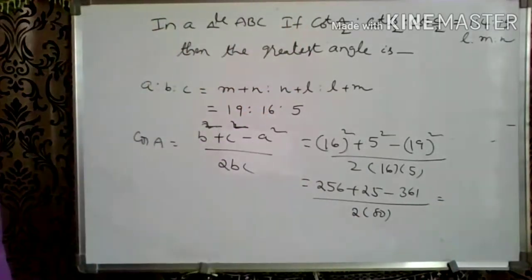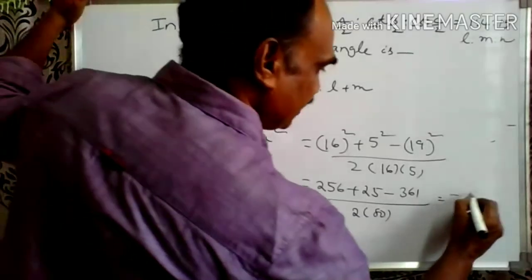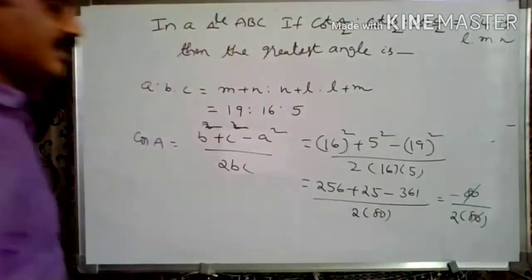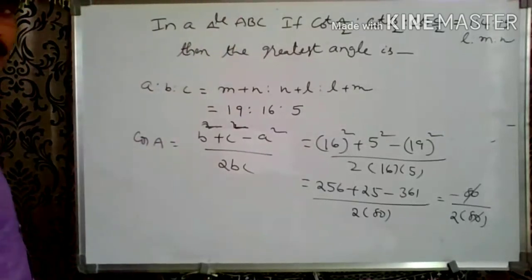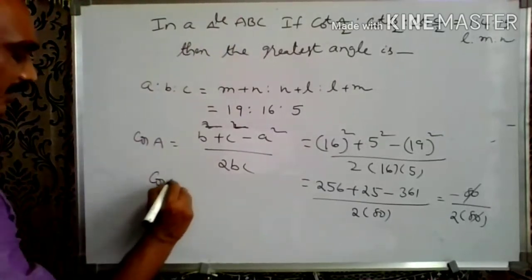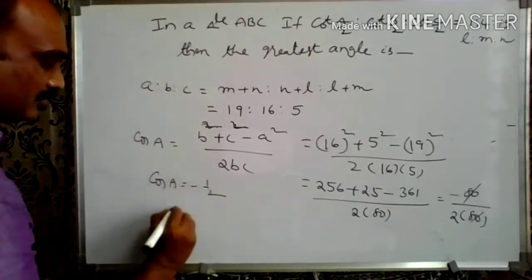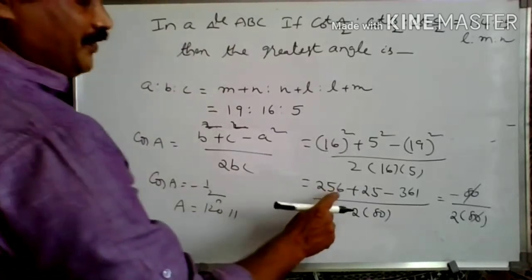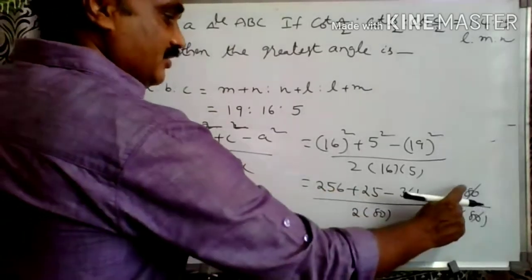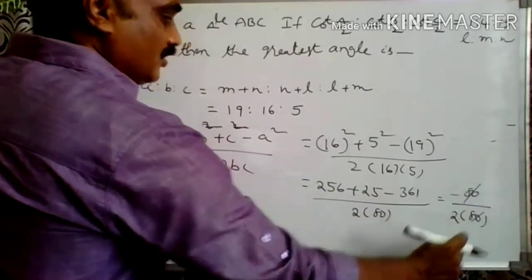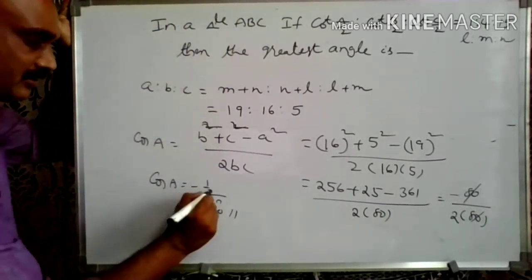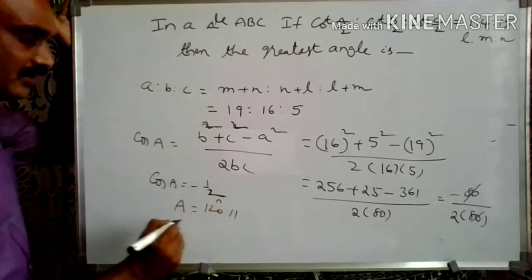So 256 plus 25 minus 361 is equal to minus 80, by 2 into 80. So 80 gets cancelled, minus 1 by 2. Cos A is equal to minus 1 by 2. So A is equal to 120 degrees. Students, 256 plus 25 minus 361 is equal to minus 80 by 2 into 80, so 80 gets cancelled. Cos A is equal to minus 1 by 2, A is equal to 120 degrees.